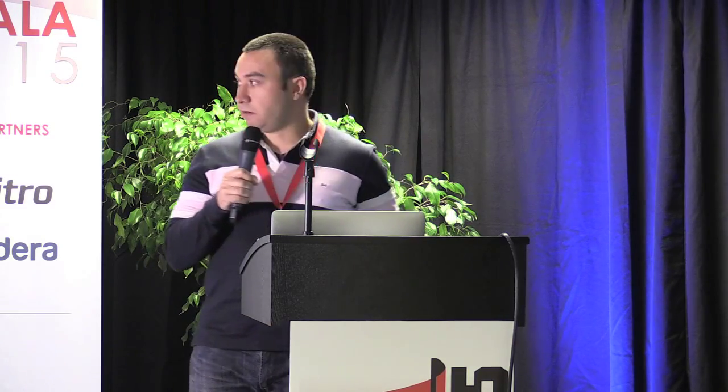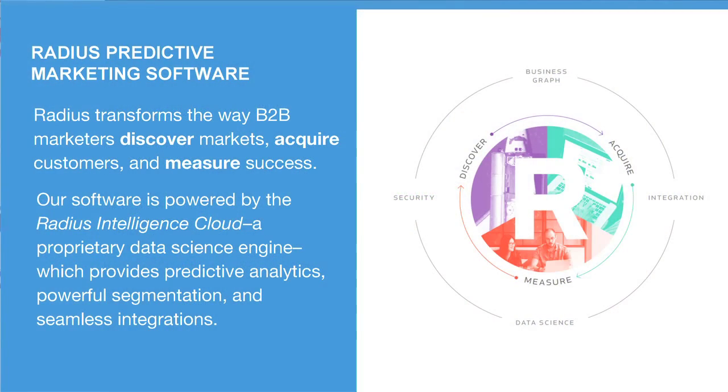So a couple of words about my company and why we create this graph of all US businesses. Radius helps marketers discover new segments, acquire new customers, and measure success. And it does that by providing a data science engine that does powerful predictive analytics and segmentation based on our customer CRM data.